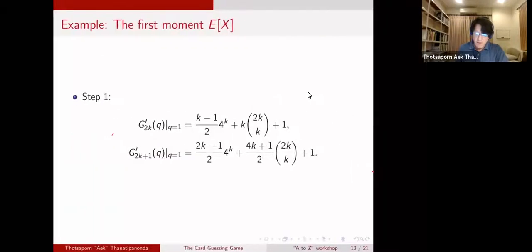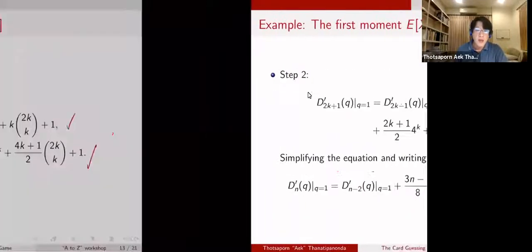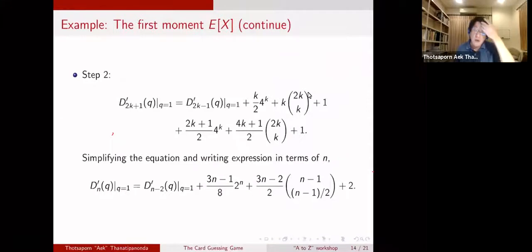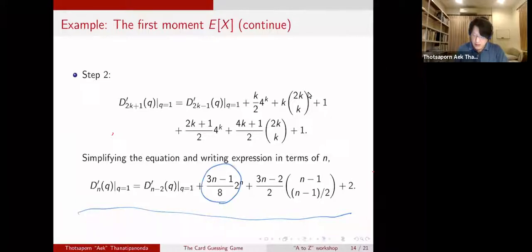So I'll give an example real quick. For the first moment, for I equal to 1, this is the G prime. You plug it back into the original equation, and you get equations that look like this. Now you use the method of undetermined coefficients with this term and this term. This term is small, you can ignore it.